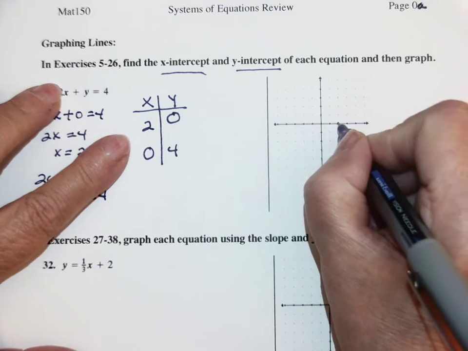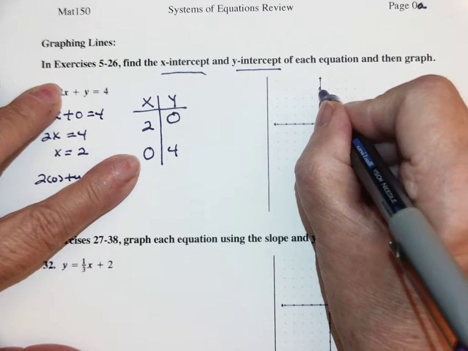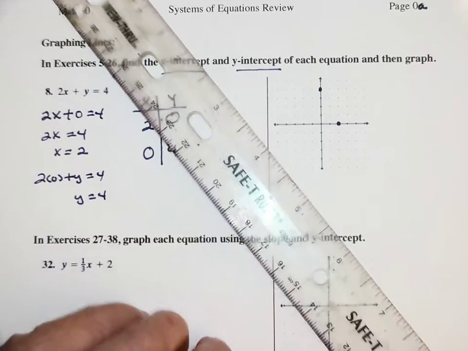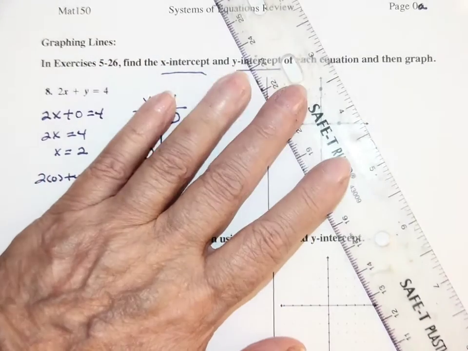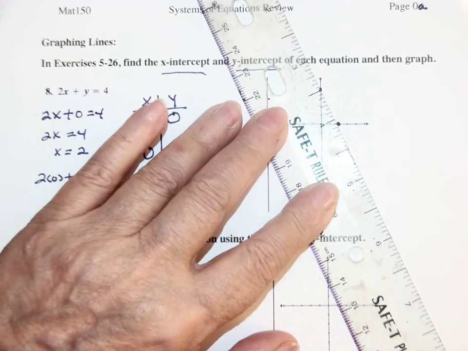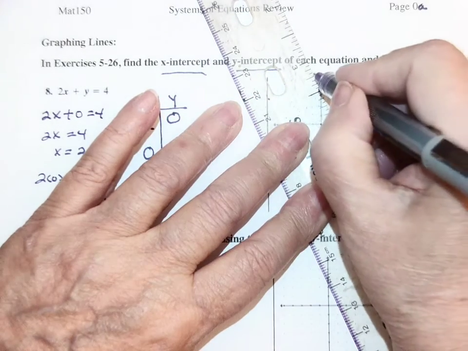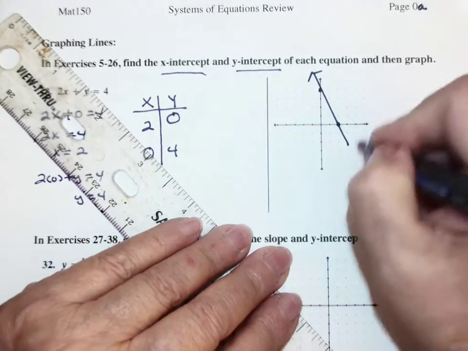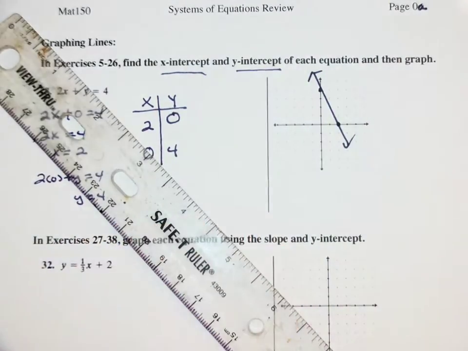So 2, 0, 0, 4. And then you take your straight edge. I happen to have a ruler, which is really unusual for me. And then line it up. And go through the 2 points as best you can, and there's your line.